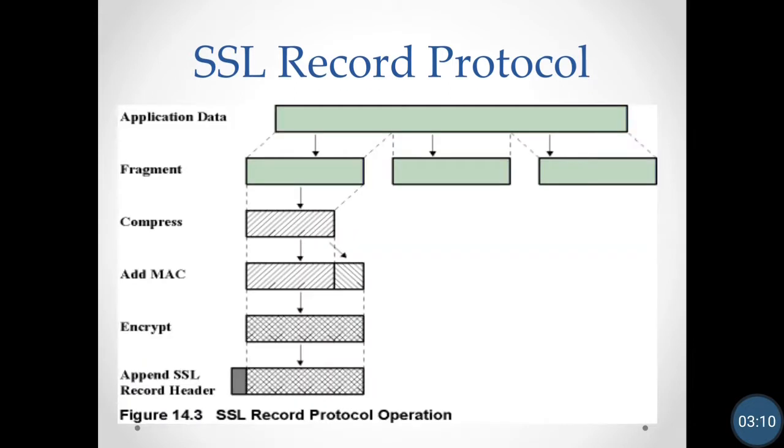As you can see in this diagram, we have application data. This data is fragmented into different parts. We will consider one fragment to understand this process. First, we compress this fragment, then we add MAC, message authentication code, to this compressed data, and this compressed data plus MAC is then encrypted, and at the end we add SSL record header to this encrypted message.